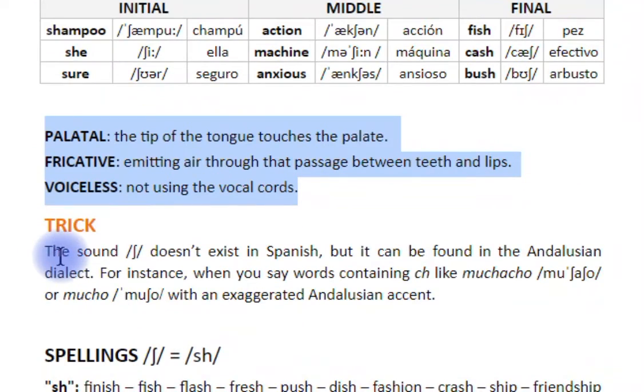I would like to mention a little trick. This sound doesn't exist in Spanish, but it can be found in the Andalusian dialect. For example, when you say words containing ch in Andalusia, like muchacho or mucho, with an exaggerated Andalusian accent. That's a nice way to pretend that you're doing this sh sound.